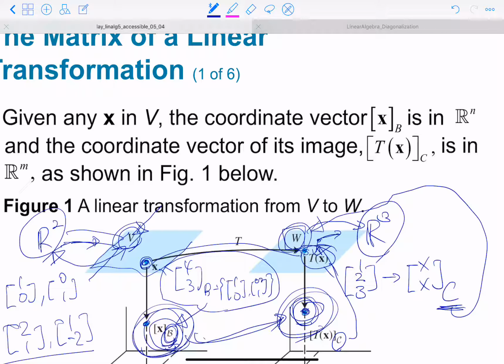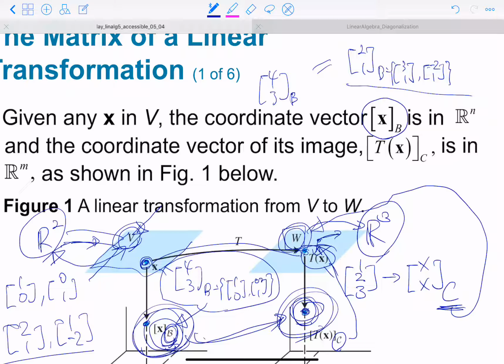Let's get familiar with this representation. This guy is like 2, 1, okay, and 3, 1, negative 2, 1, right? And this representation was 4, 3. I keep writing this equation, but we understand this guy. It's this guy, right?